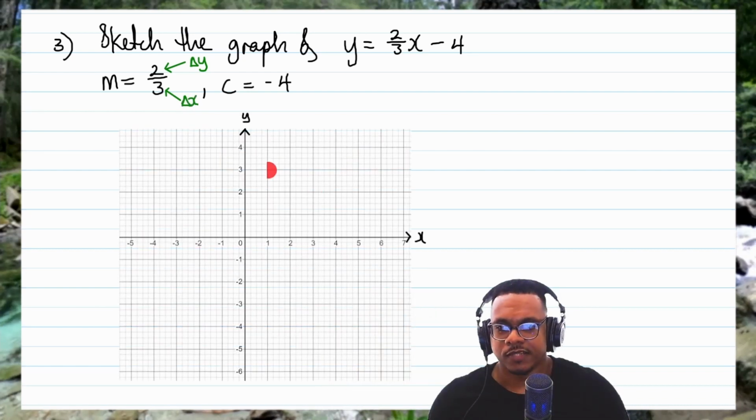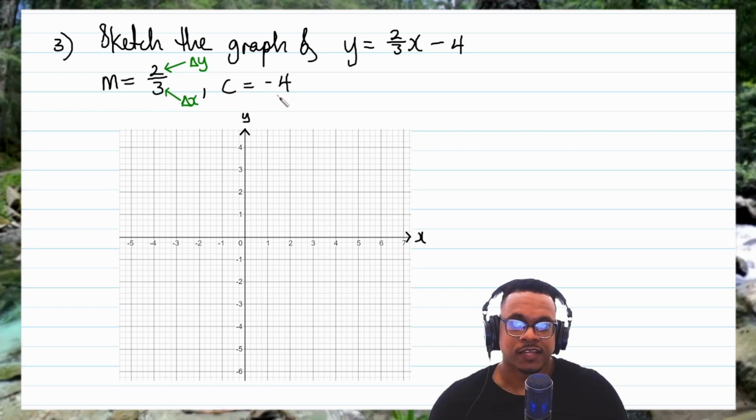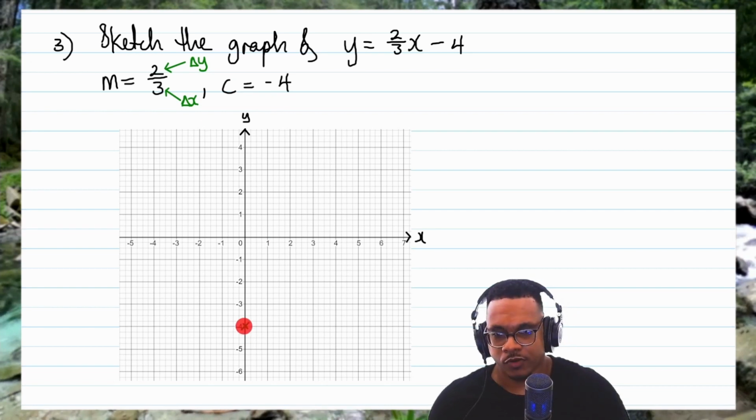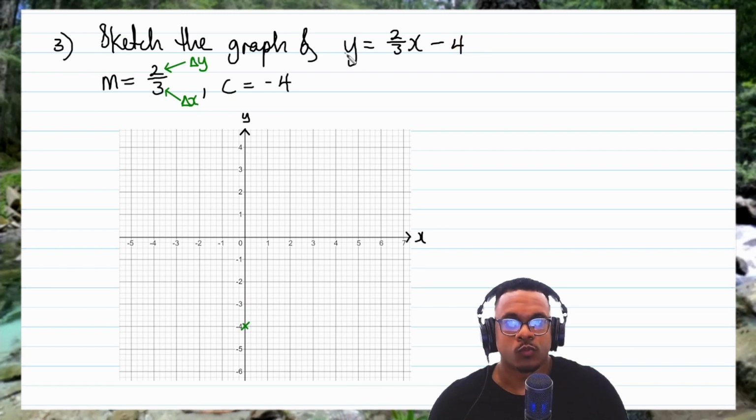So I'll set up my Cartesian plane, and the first thing I'll do is plot my y-intercept, which is negative 4. That's where the line touches the y-axis. So this point down here on the y-axis at negative 4 would be my y-intercept, because c is equal to negative 4, which is your constant in your equation of the straight line once you have y as the subject of the formula.